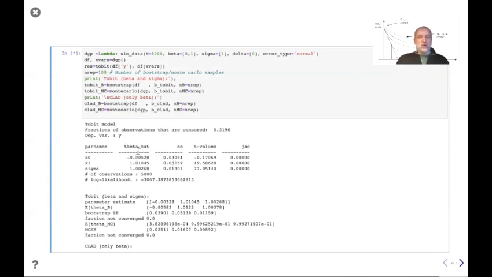So while it's working, we can talk about these estimates here. We can verify that Tobit is doing a good job. Okay, so it's doing a good job in the standard case, no heteroscedasticity. And let's see the bootstrap estimates of the standard errors.